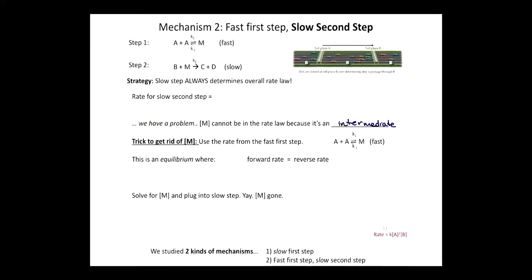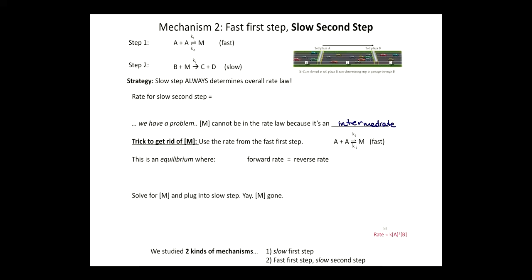All right, so we did the first kind of mechanism, which was easy. It's when the first step is the slow step. And again, if the first step is slow and it's an elementary reaction, we simply take the stoichiometry and turn it into coefficients. So the harder one is when the second step is the slow step. So you have a fast step that happens, and then the second step is slow.